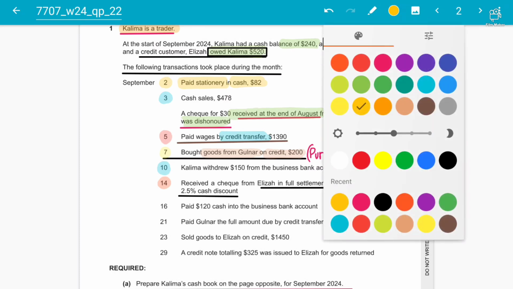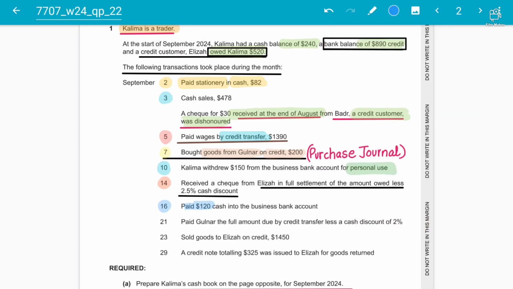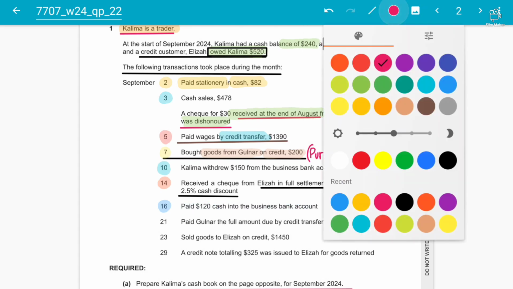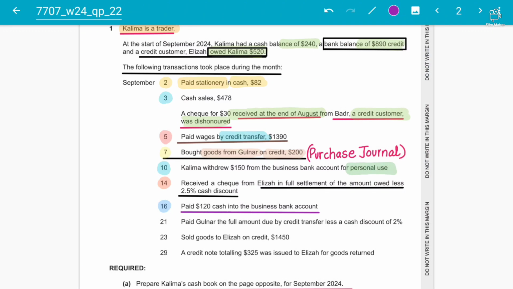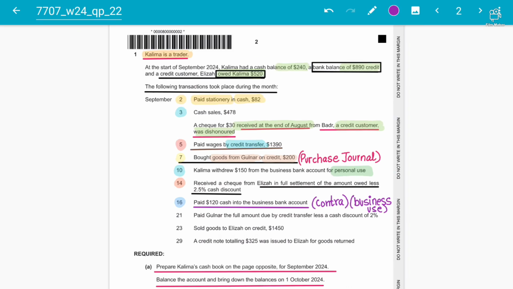Next we have, sir, September 16th, which is paid $120 cash into the business bank account. It's a very important transaction to understand. It's called a business use transaction or a contra transaction, that we take out money from the cash and pay into the business bank account. So how are we going to record this transaction? We are taking out money from the cash account and paying into the bank account.